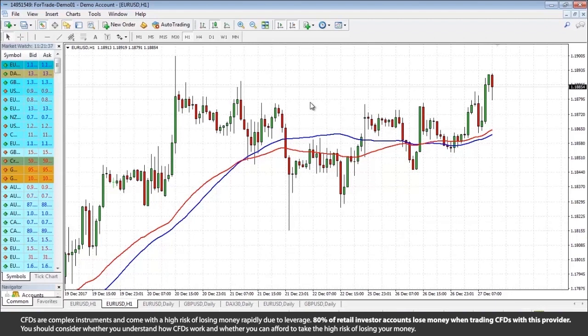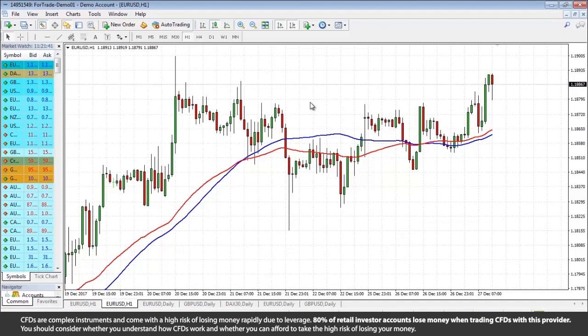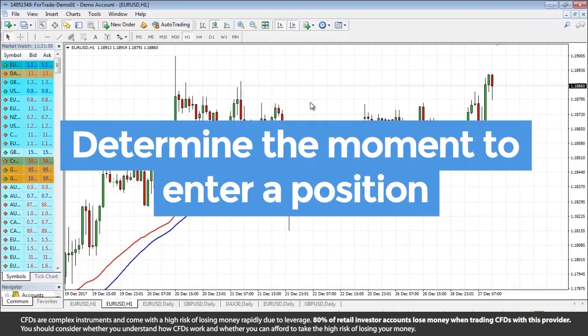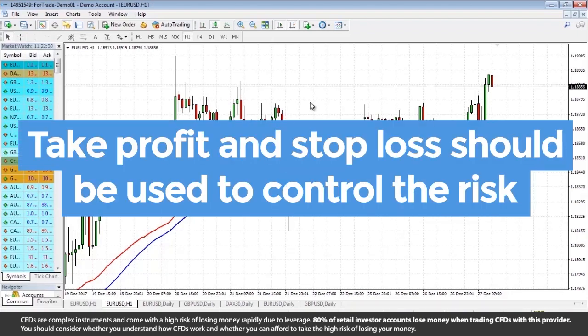But keep in mind that it's very difficult and rare to enter a position at the very bottom and close it at the very top. But if the trend is strong, it's possible to catch it relatively early. It's also important to determine the moment to enter a position. Take profit levels and stop loss orders should be used in order to control risk.